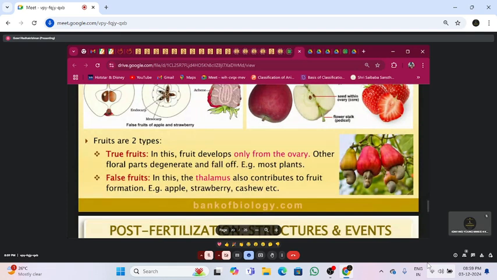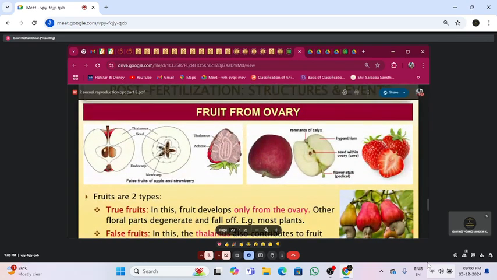Fruits are of two types, true fruits or false fruits. True fruits are the ones which develop from the ovary, and other floral parts degenerate or fall off. Most of the plants are like that. In some plants, a false fruit develops because other parts of the flower also contribute in fruit formation, for example the thalamus, like apple, strawberry, cashew, etc. The main fruit we eat is the thalamus.